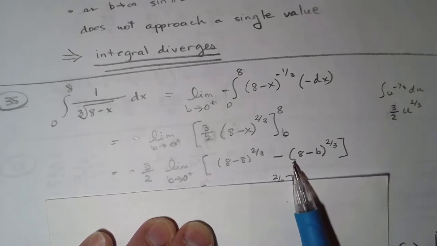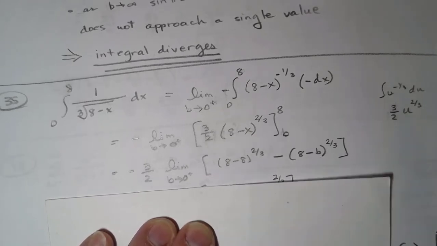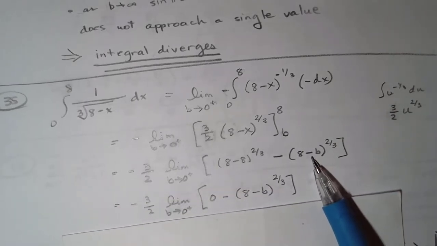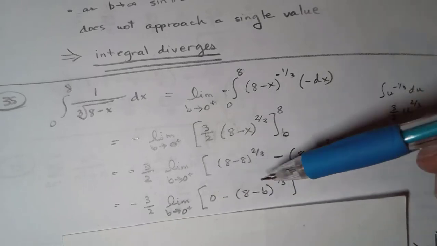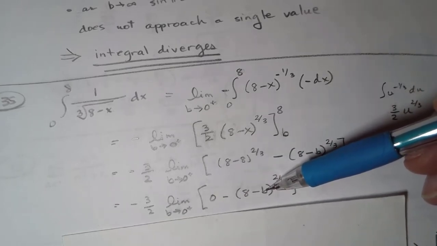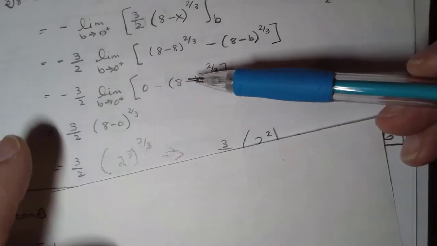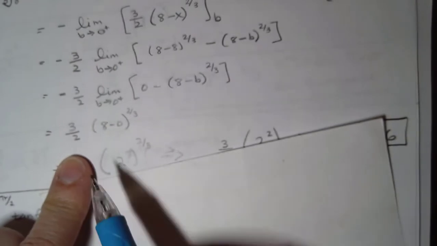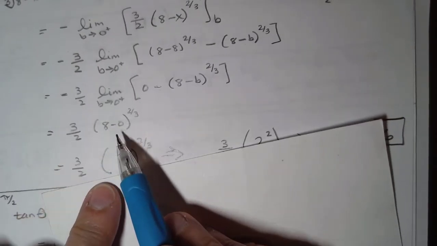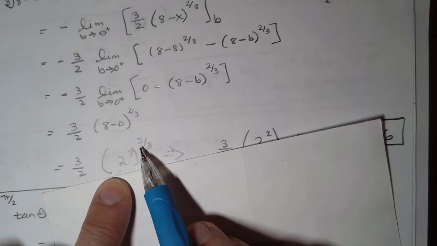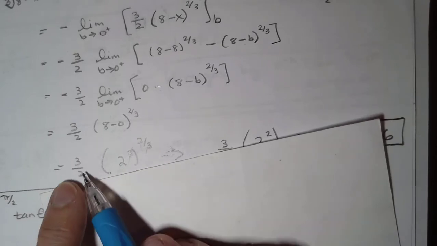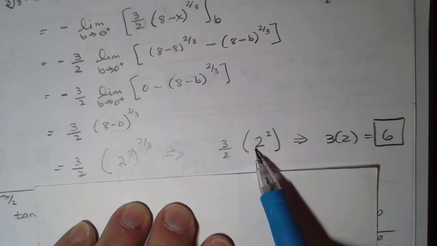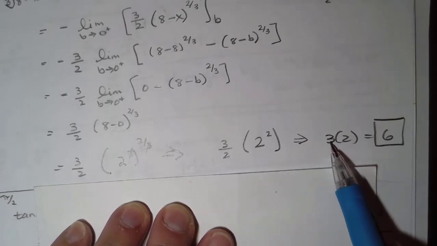Substitute the 8 in, substitute the b in. 8 minus 8, 0. So 0 to the 2/3, 0. So that one's easy. This right here, as b goes to 0 from the right, that's 0. So what I have here is, notice that this negative here and this negative here become positive 3/2. 8 minus 0 to the 2/3. 8 is 2 cubed. 2 cubed to the 2/3. The 3's cancel. So I have 3/2 times 2 squared. Here's a factor of 2. Take away one of these factors of 2, so I have 3 times 2, which is 6.